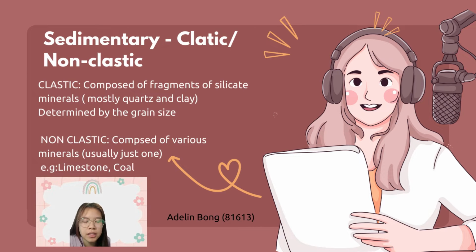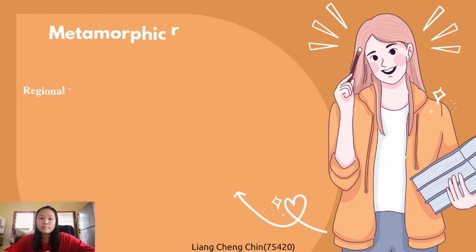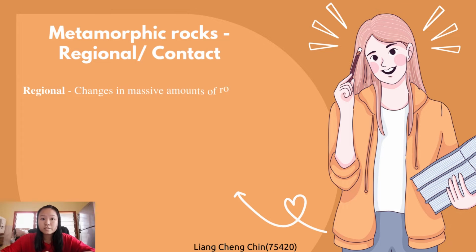Sedimentary rocks can be categorized into two parts, which are clastic and non-clastic rock. Clastic rock is composed of fragments of silicate minerals, mostly quartz and clay. It can be determined by the grain size, and non-clastic rock is composed of various minerals, usually just one. For example, limestone. Now I will talk about regional metamorphism and contact metamorphism.